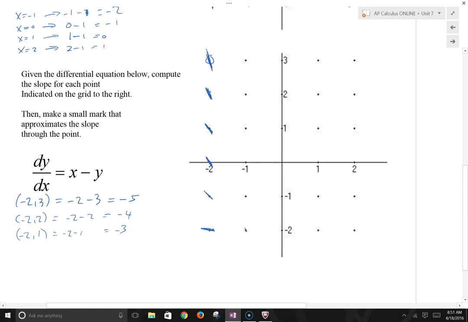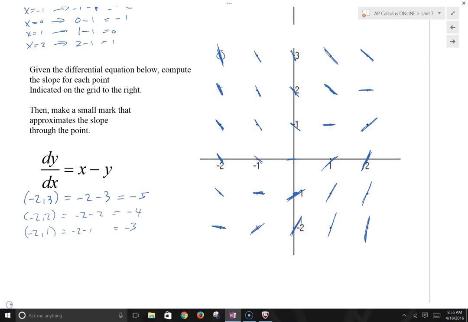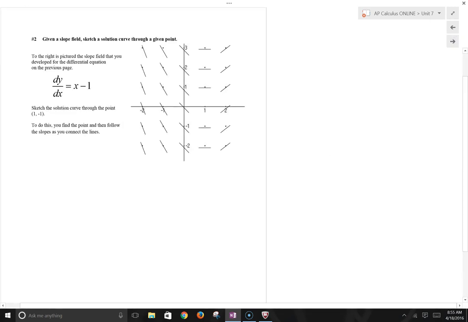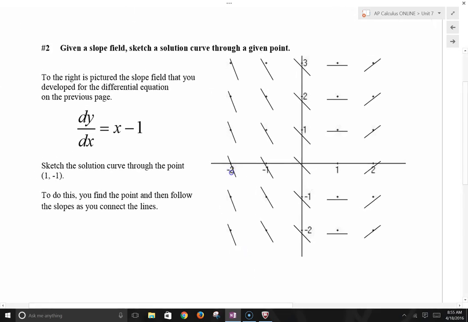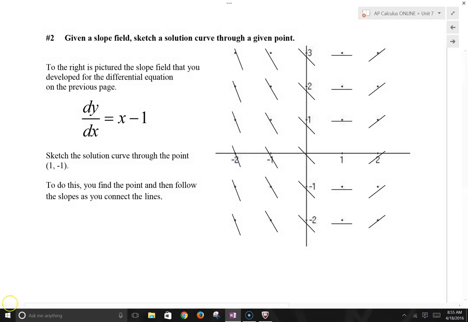So I want you to pause this and see if you can figure out all the rest of these points, plugging in x and y values to get your slope field. Hopefully your slope field looks something like mine. So that was number 1, sketching a slope field for a given differential. We turn the page. At number 2, given a slope field, sketch a solution curve through a given point.